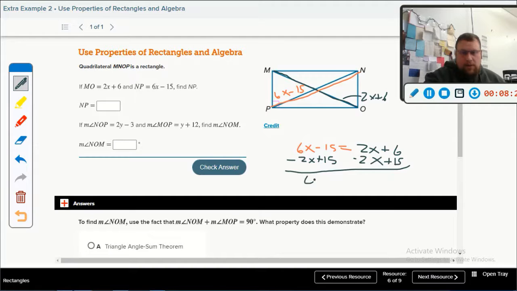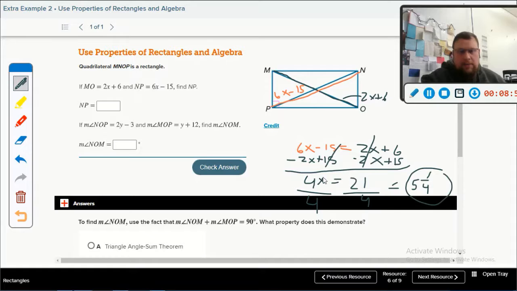Six x minus 2x is 4x. Equals, it's gone, 21. Okay? So if that's true, we're going to divide both sides by 4. And we're going to have 21/4. I'm just going to leave it as 21/4, but it could also be x equals 5 1/4. You can have that, but I'm going to leave it as 21/4, okay? It's going to be more useful.